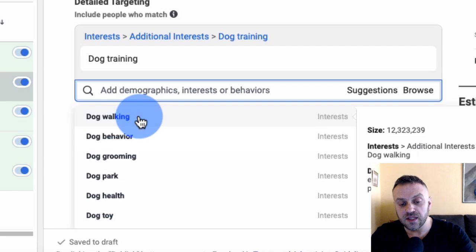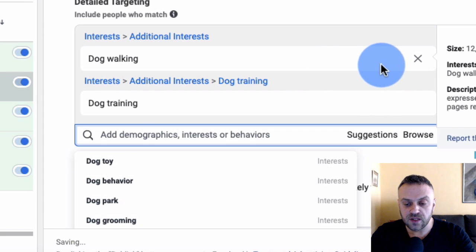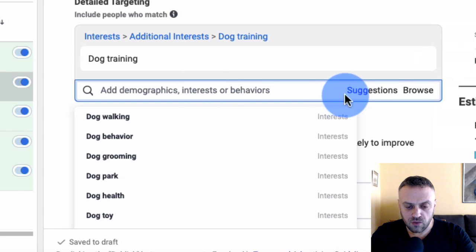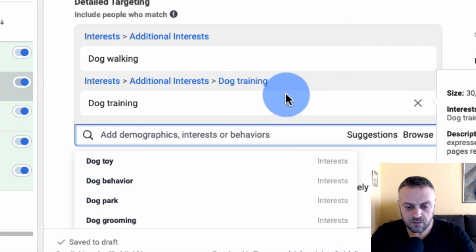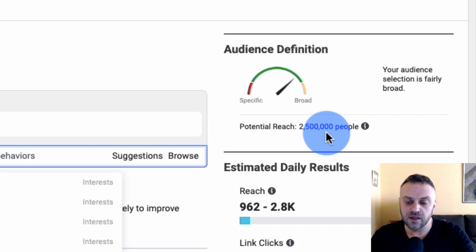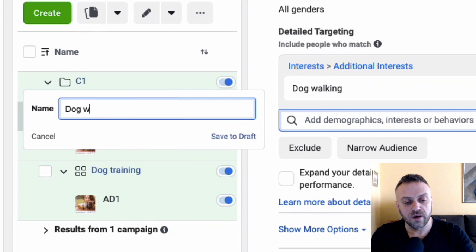So let's say we're going to pick dog walking, and we're going to remove this other ad set, the first one. And let's see what our reach is going to be. And our reach is going to be, so we have dog walking. Yeah, I removed the wrong one. And we remove dog training now. And our reach is 2.5 million. That's absolutely fine. This is exactly what I like, 1 to 5 million. That's absolutely fine. And then we basically rename this to dog walking.